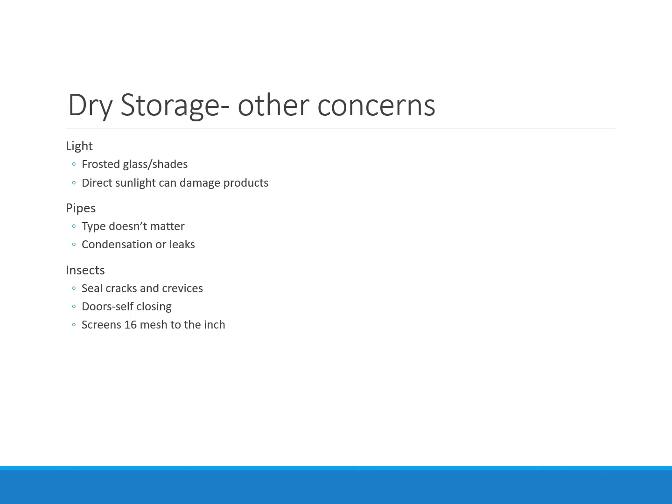We want to make it difficult for insects to get in. So we want to seal any cracks in the walls or anywhere else in the ceiling. You want to seal that with plaster or whatever the appropriate material is. Your doors have to be closing. They have to have a mechanism or a door pull on them that shuts the door automatically. Again, this is to make it more difficult for bugs to get in there.